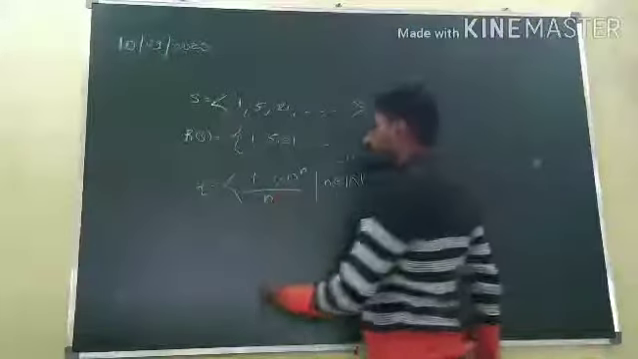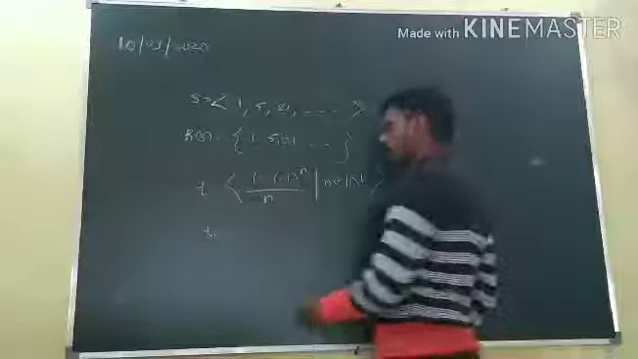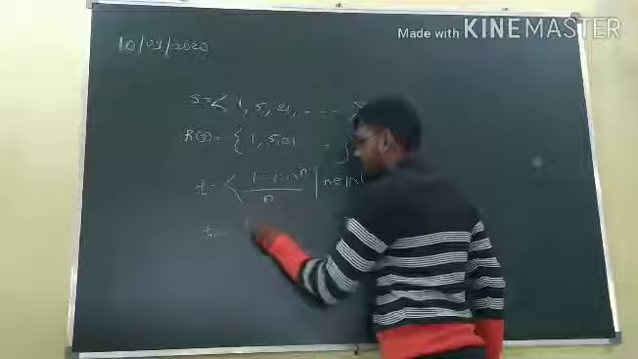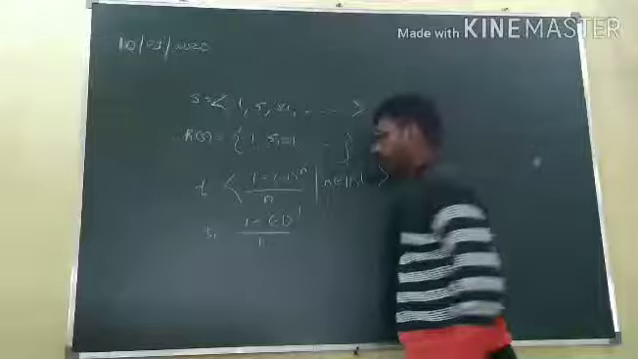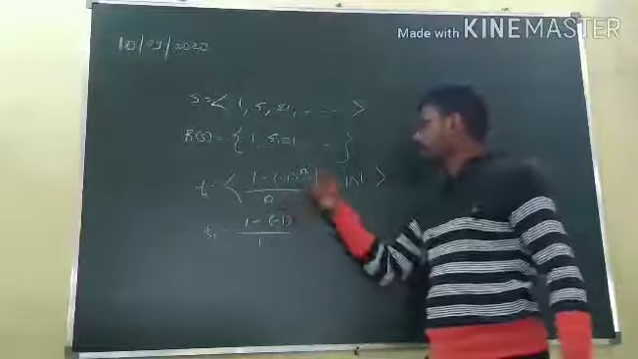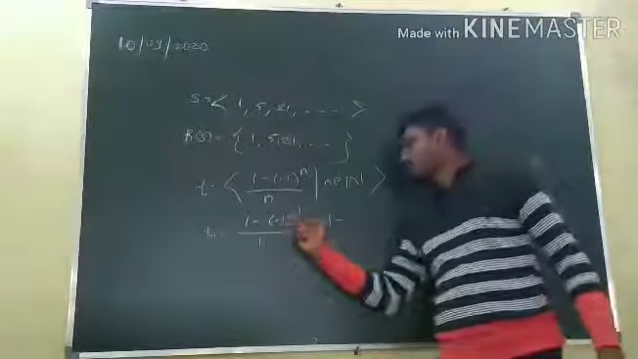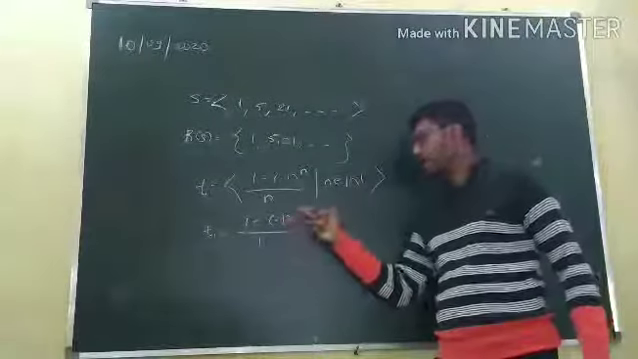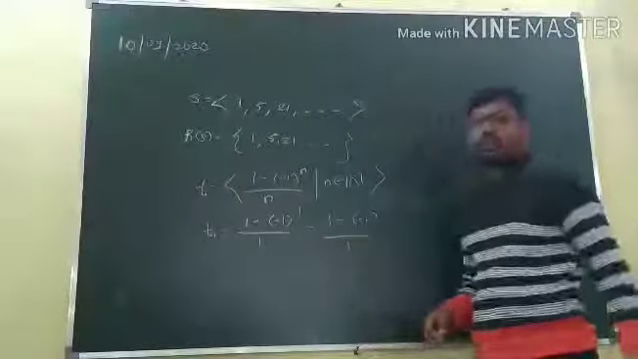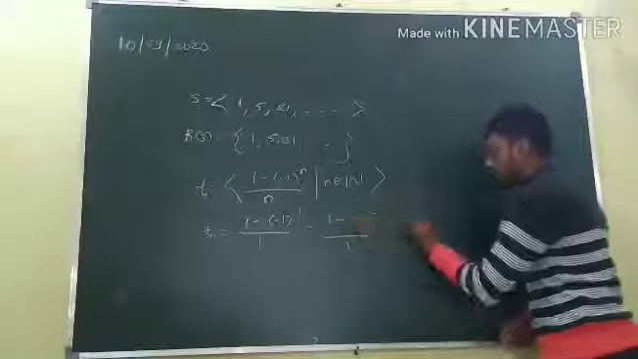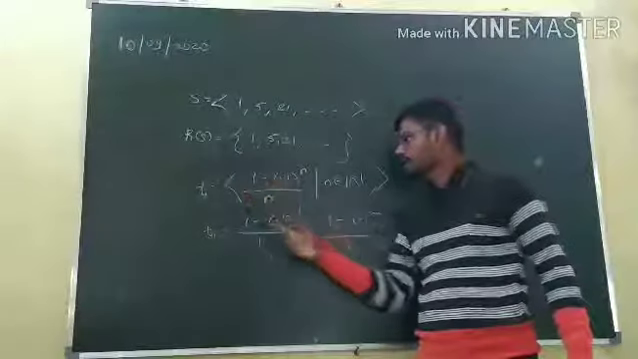So the first element is t1. Just put n equal to 1. So we get t1 equal to 1 minus (-1) raised to power 1, upon 1. What we have done is just put n equal to 1. Now (-1) raised to an odd power, that is (-1) to the power 1, is minus 1. So 1 minus (-1) upon 1, which is 1 plus 1, that is 2. So 2 by 1 is equal to 2. So the first term of this sequence is 2.